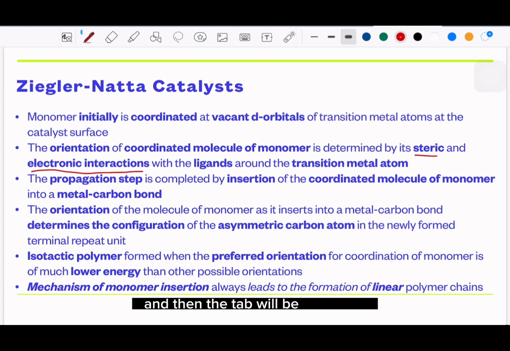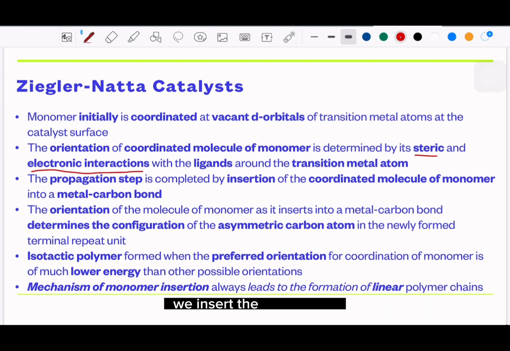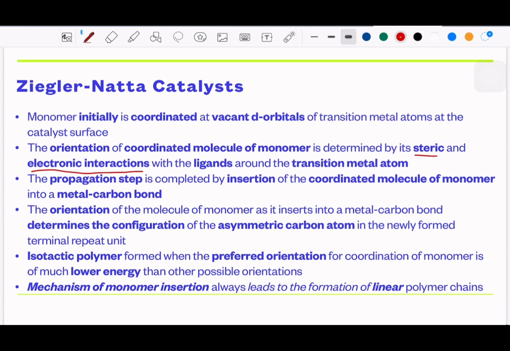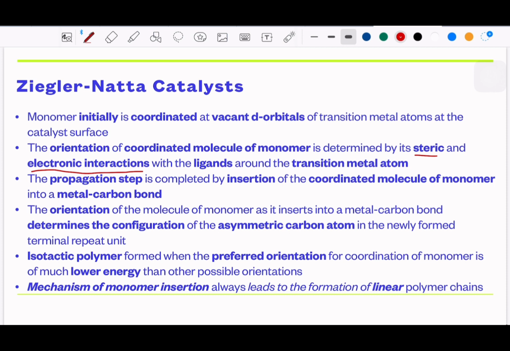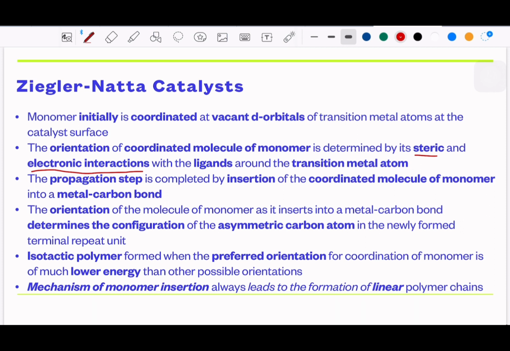And that will be related to the ligands in the metals. Okay. And then the propagation is completed by the insertion. We insert the double bond. Okay. And then as we insert the double bond, we can determine the configuration of the carbon atom, and then we repeat the unit, and then the isotactic polymer will form when we already have the preferred orientation.